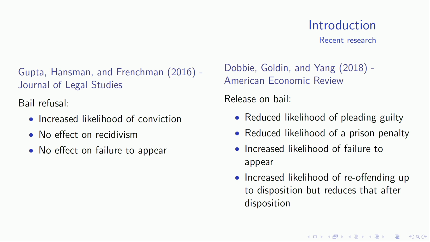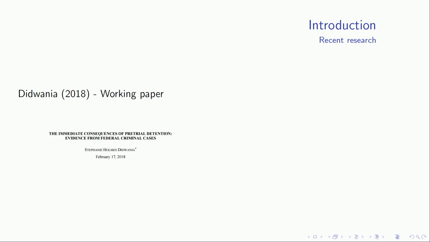They also split reoffending into reoffending on bail and reoffending after the case disposition. And they find that the net effect is zero, the same result as before. But when someone's released on bail, they're more likely to reoffend up to the end of their trial, and after that, less likely. They attribute that to a criminogenic effect of being detained.